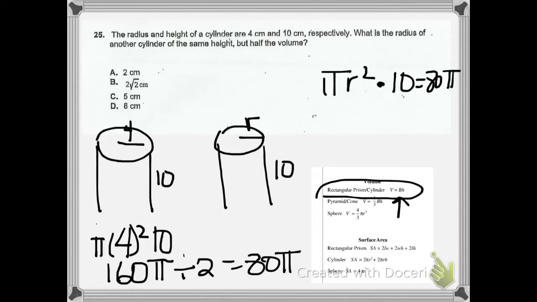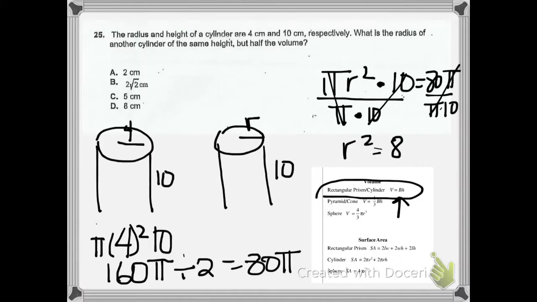So to solve for r, I need to eliminate the pi, and I need to eliminate the 10. So I'm going to divide by both of those. So the pi's cancel and the 10's cancel. So I know r squared equals 80 divided by 10, which is 8. So to find the value of r, I need to take the square root of both sides. So that gives me 2 square roots of 2.